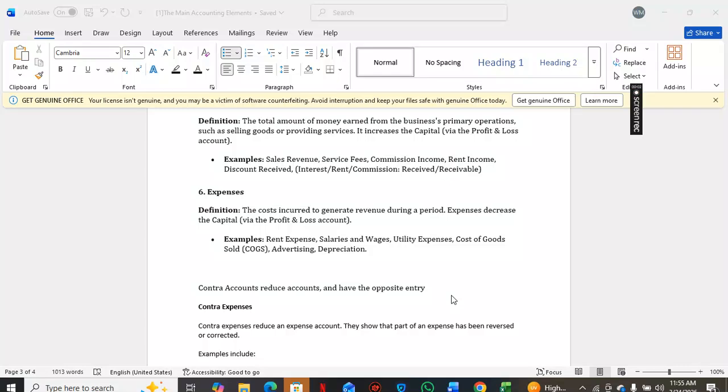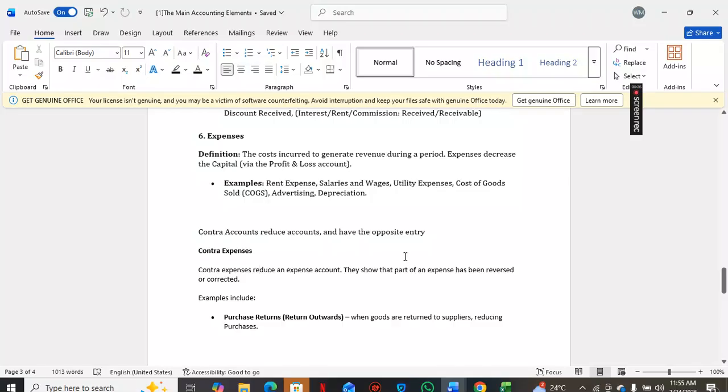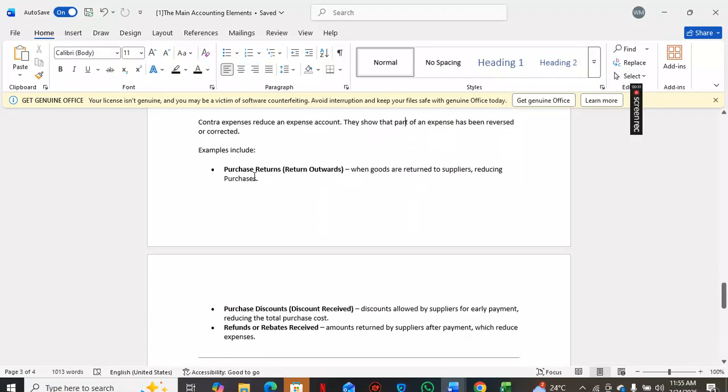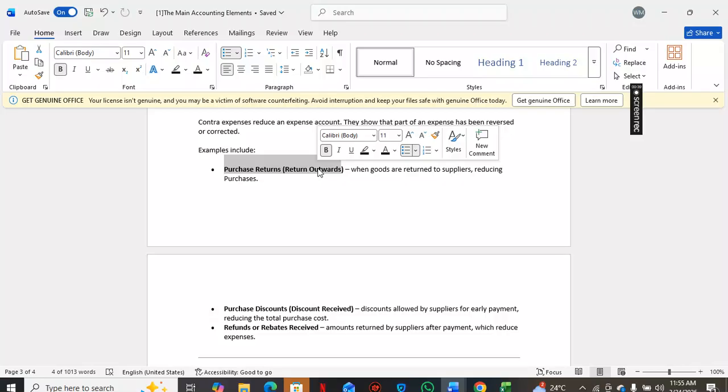reduce specific accounts. Okay, if we say contra asset, it just means it reduces the assets. If we say contra revenue, it just reduces the revenue. Contra expense, it just reduces the expense. Okay, so we have contra expenses, which basically reduce the expense charge. A good example of a contra expense is return outwards, or purchases returns. Okay, this is when goods are returned to the supplier.